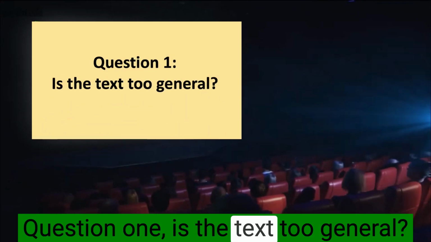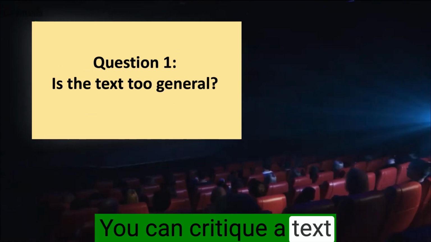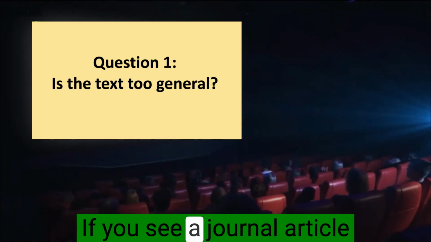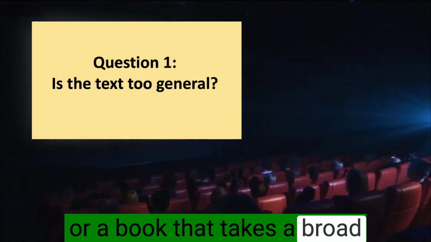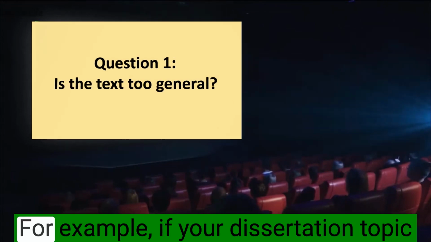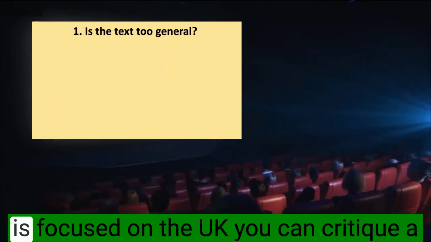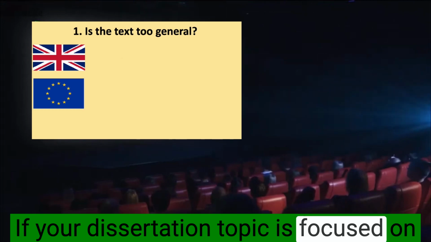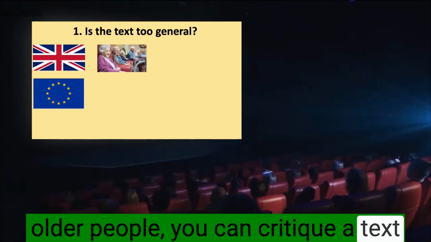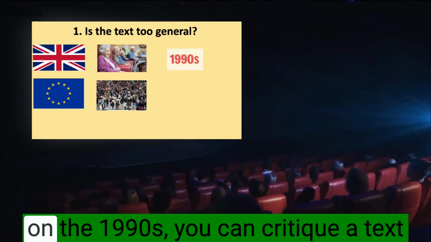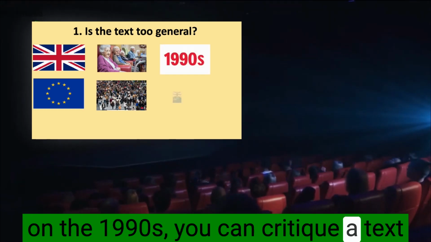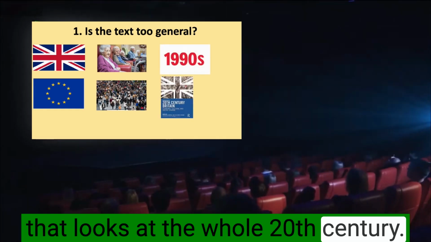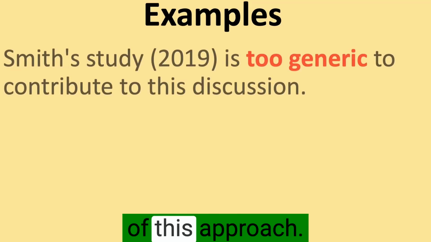Question 1, is the text too general? You can critique a text because it is too general. If you see a journal article or a book that takes a broad approach, you can critique it. For example, if your dissertation topic is focused on the UK, you can critique a text that looks at the whole of Europe. If your dissertation topic is focused on older people, you can critique a text that looks at the whole population. If your dissertation topic is focused on the 1990s, you can critique a text that looks at the whole 20th century. Here are some examples of this approach.